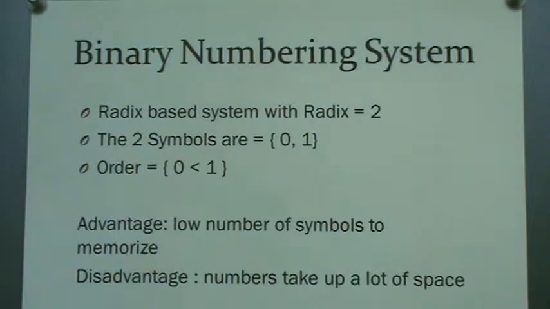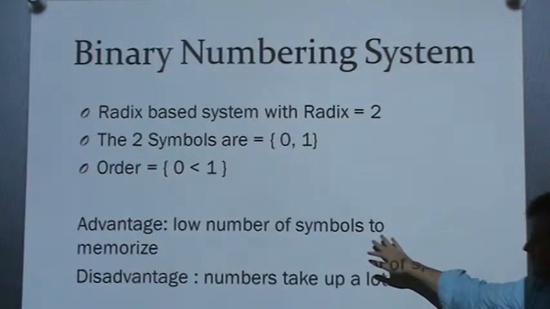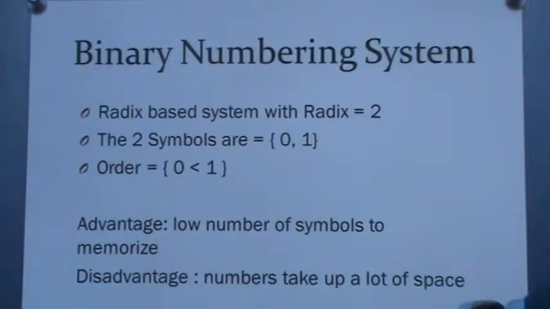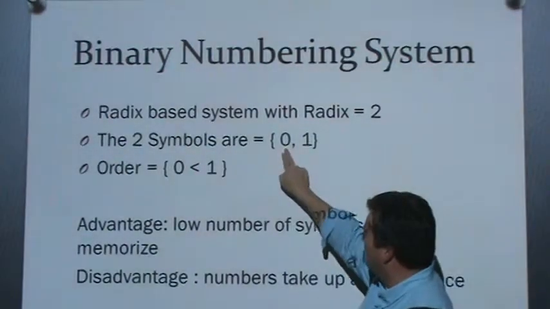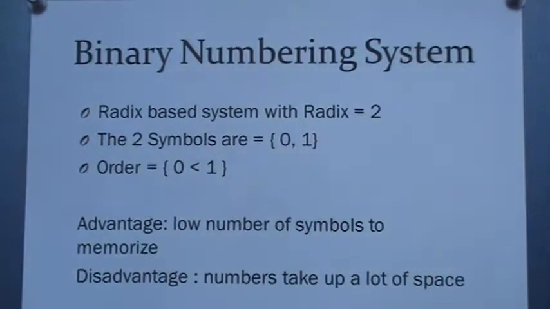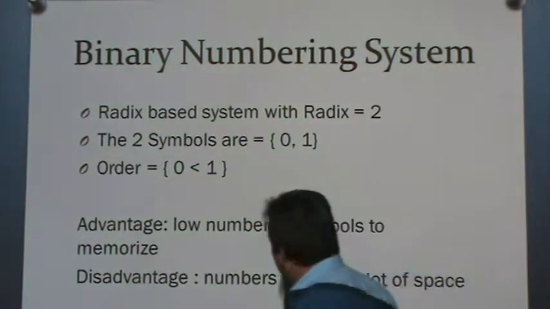So what's the advantage to using this system? Well, there's a low number of symbols to memorize. When you were a kid, you had to learn the symbols 0, 1, 2, 3, 4, 5, 6, 7, 8, 9. 10 symbols you had to remember. This is real easy. It's 2 to remember, 0 and 1. The disadvantage is these numbers are going to be huge because we only have 2 symbols.